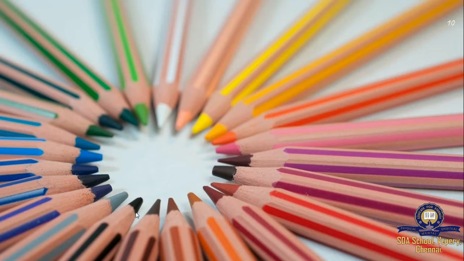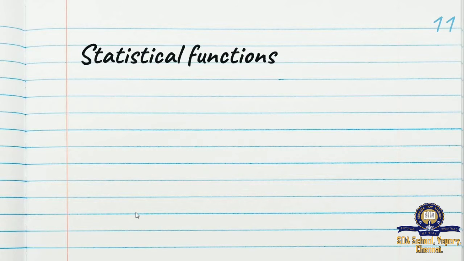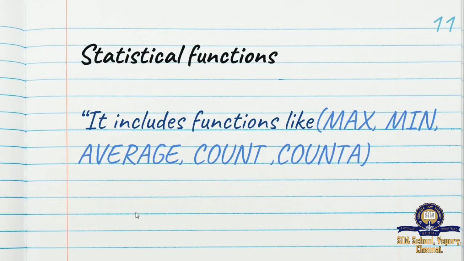Now the next topic is statistical functions. You all know how you applied mathematical functions. The same way, statistical functions also you will apply with the equal to sign. What are statistical functions? You will apply the function to check whether it is the minimum value or the maximum value, or you want to make it average. So, these functions we call statistical functions. They include functions like maximum, minimum, average, count and count A.